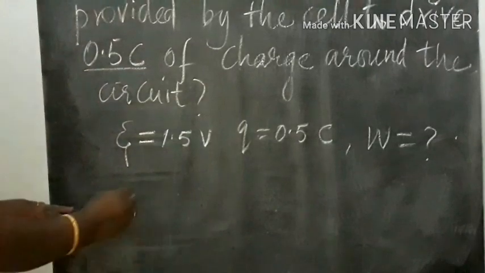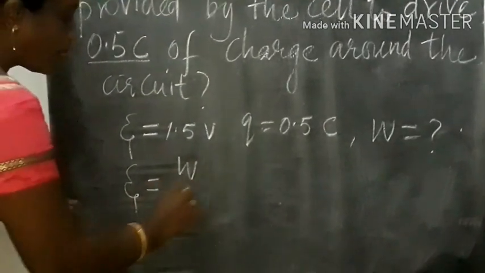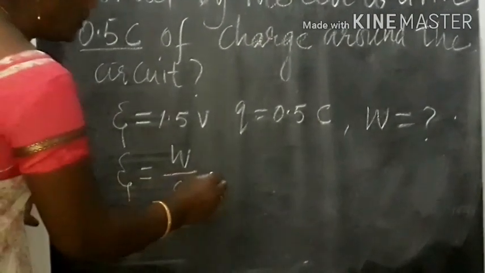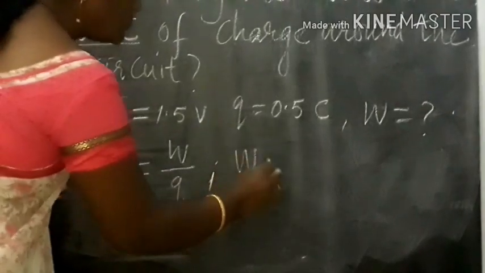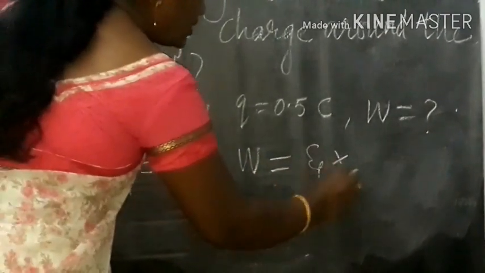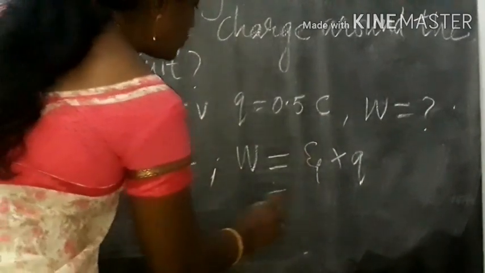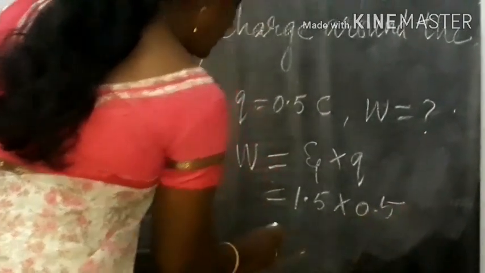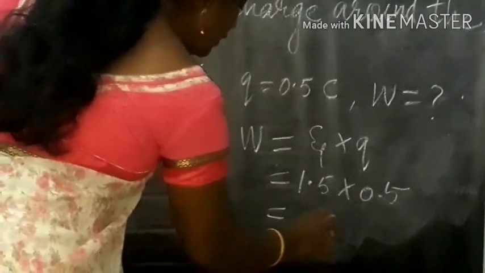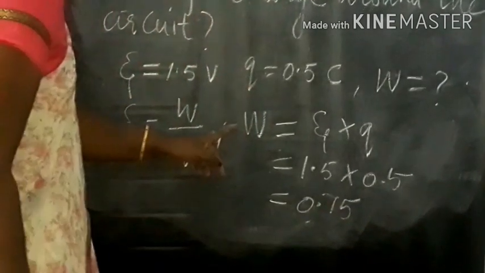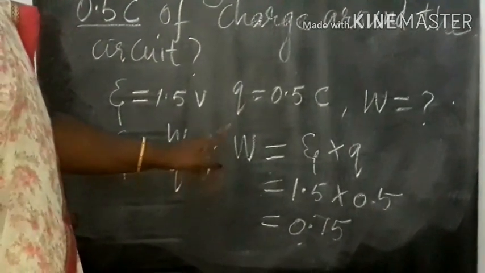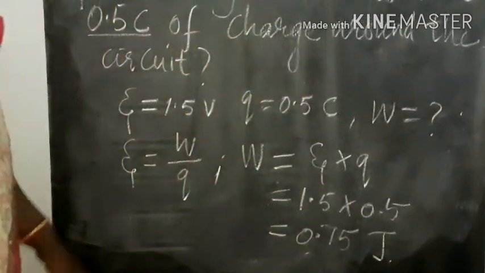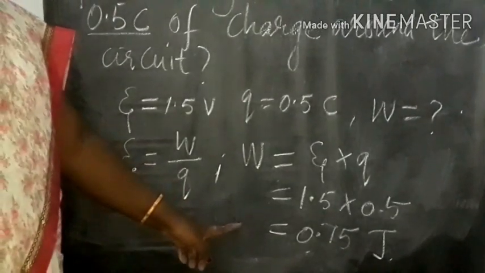So we know the formula: epsilon is equal to W by Q. That is work done by the charge. So we are asked to calculate the work done. So the formula becomes W is equal to epsilon into Q. So that is equal to 1.5 into 0.5, which is 0.75. What is the unit? As this is the work done, what is the unit for work done? It is joule, that is J. So the work done is 0.75 joule.